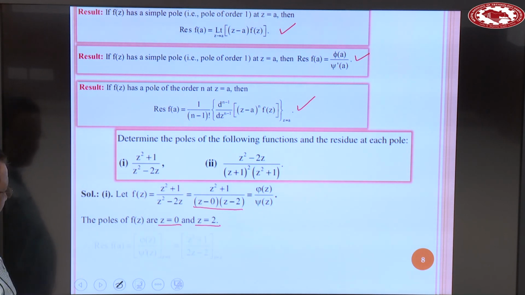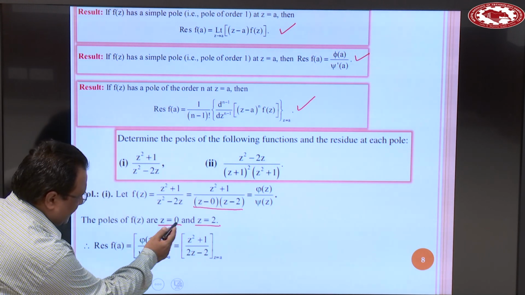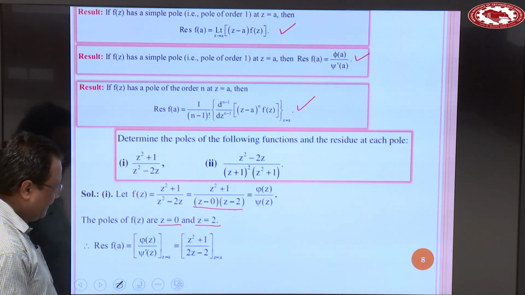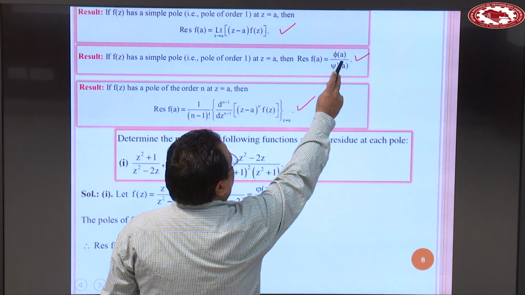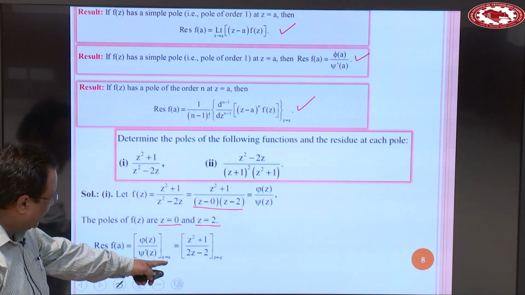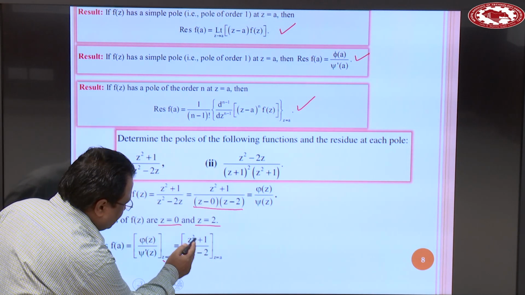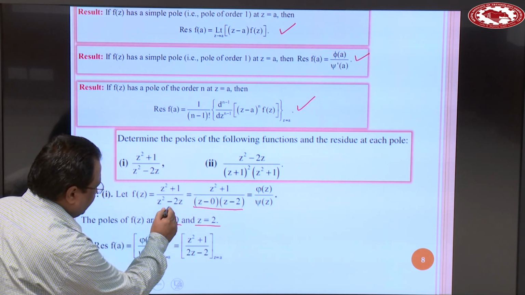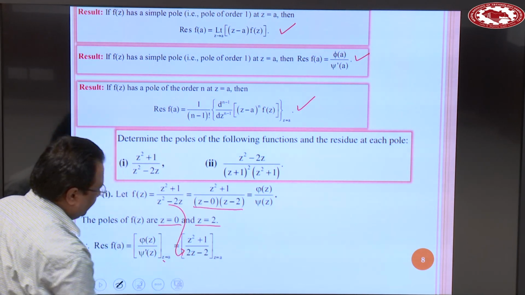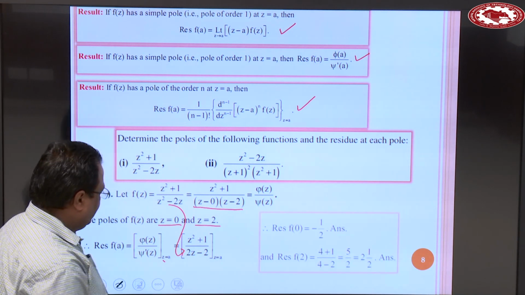Okay, find the residue. So residue f(a) at z = a, meaning z = 0 or z = 2. Okay, so φ(z)/ψ'(z), use this formula at z = a. Okay, so this φ(z)/ψ'(z) is (z² + 1) divided by, differentiate this, 2z − 2. Okay, differentiate this term, 2z − 2, at z = a.